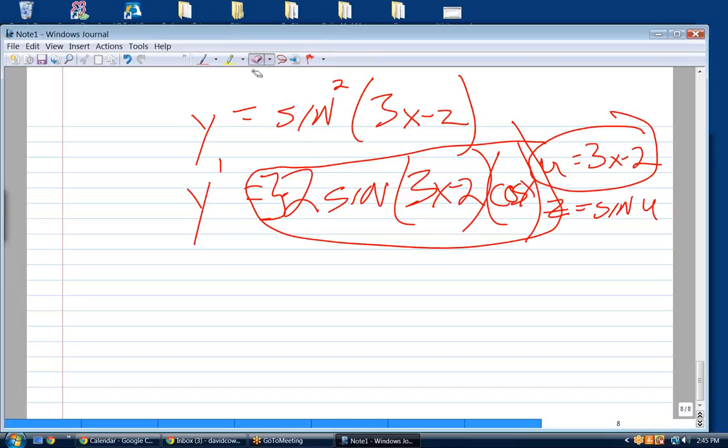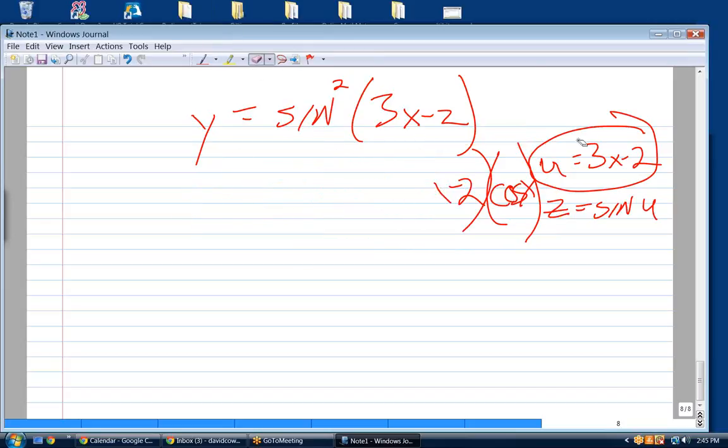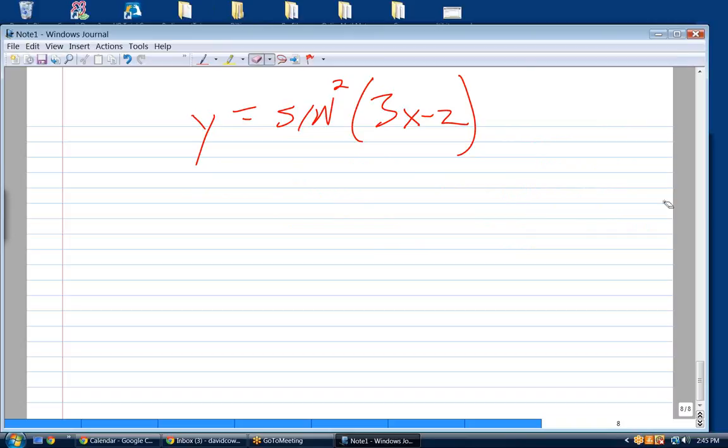Let's do more of those. It seems like this would be the best thing for you, to drill on these difficult chain rule ones. Let me find another one.